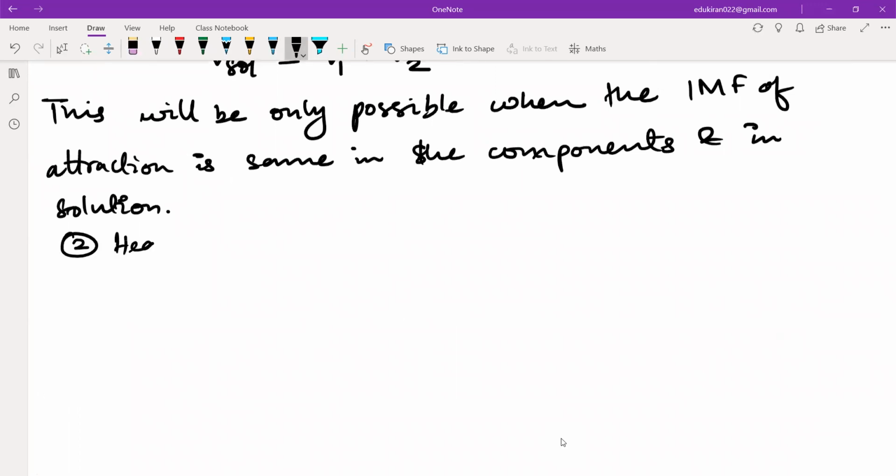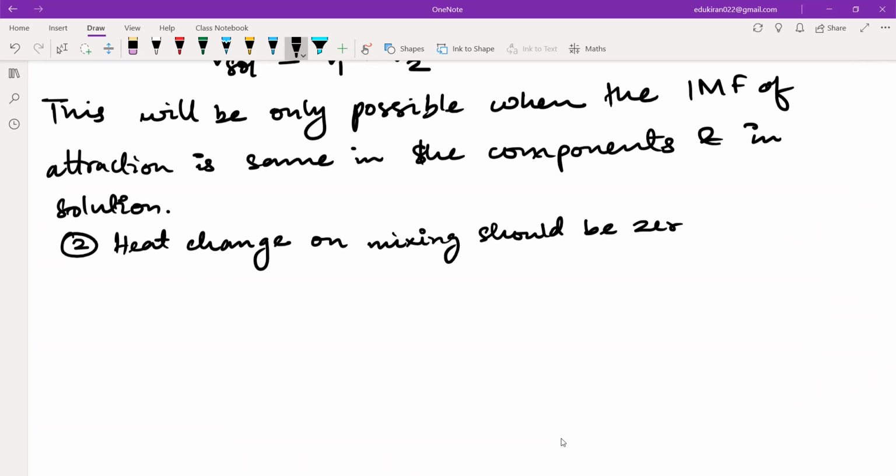Heat change on mixing should be 0. No. So let us understand this point. Okay, don't write after this. Let us understand this point.